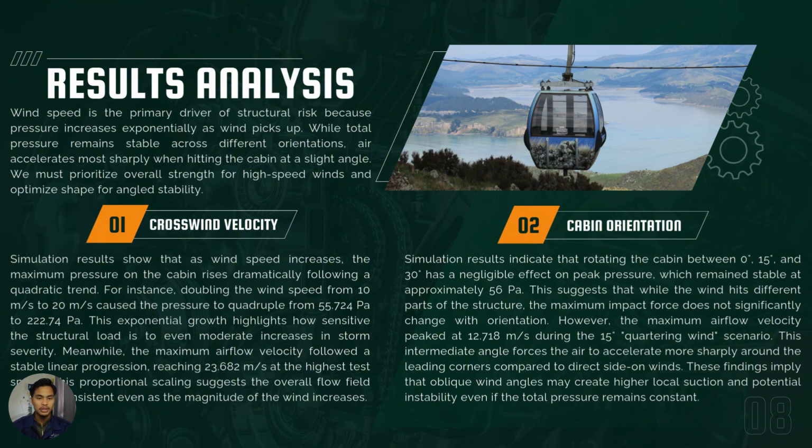This is my first independent factor analysis, which is crosswind velocity. Simulation results show that as wind speed increases, the maximum pressure on the cabin rises dramatically following a quadratic trend. For instance, doubling the wind speed from 10 meters per second to 20 meters per second caused the pressure to quadruple from 55.724 Pascal to 222.74 Pascal. This exponential growth highlights how sensitive the structural load is to even moderate increases in storm severity.